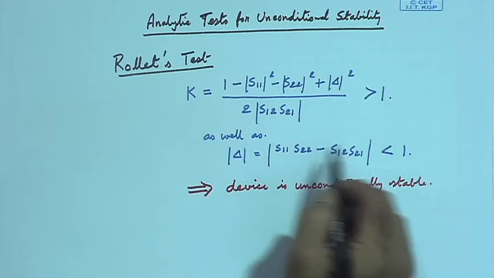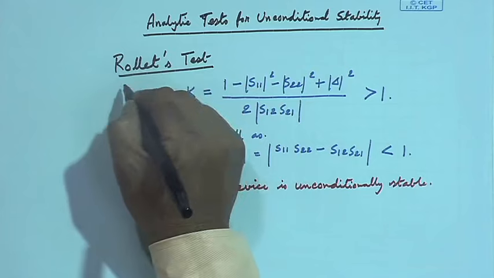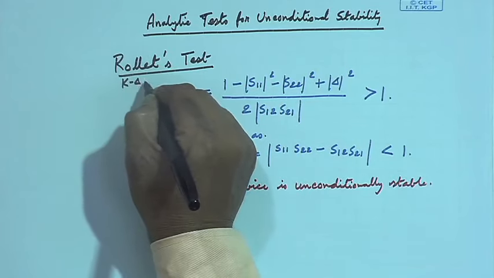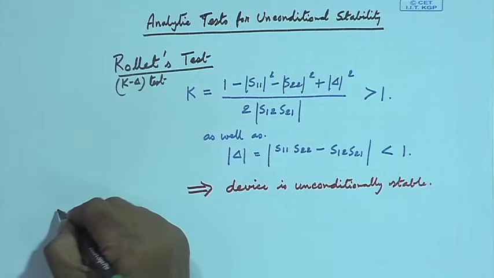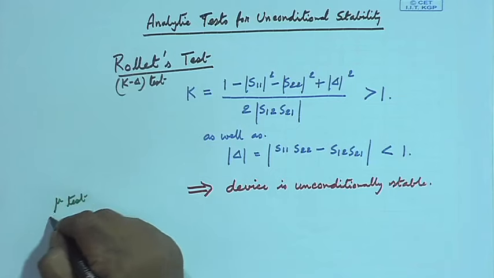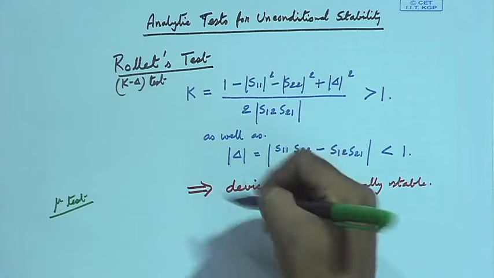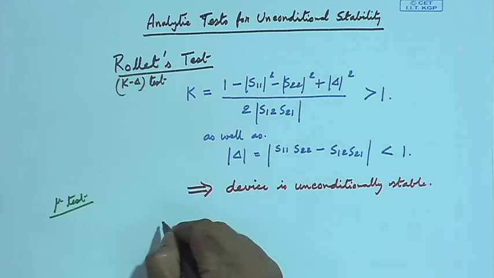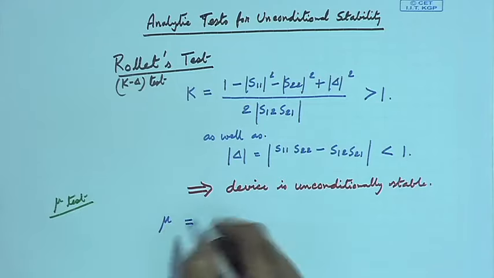Here are two conditions that should be simultaneously satisfied. This is also sometimes called the K-delta test. This is called Rollett's constant, or Rollett's constant K. Another test is called the mu test. Here you have K and delta both to test, but the mu test is an improvement of that. It was found out recently, and this test says that you test this parameter mu.